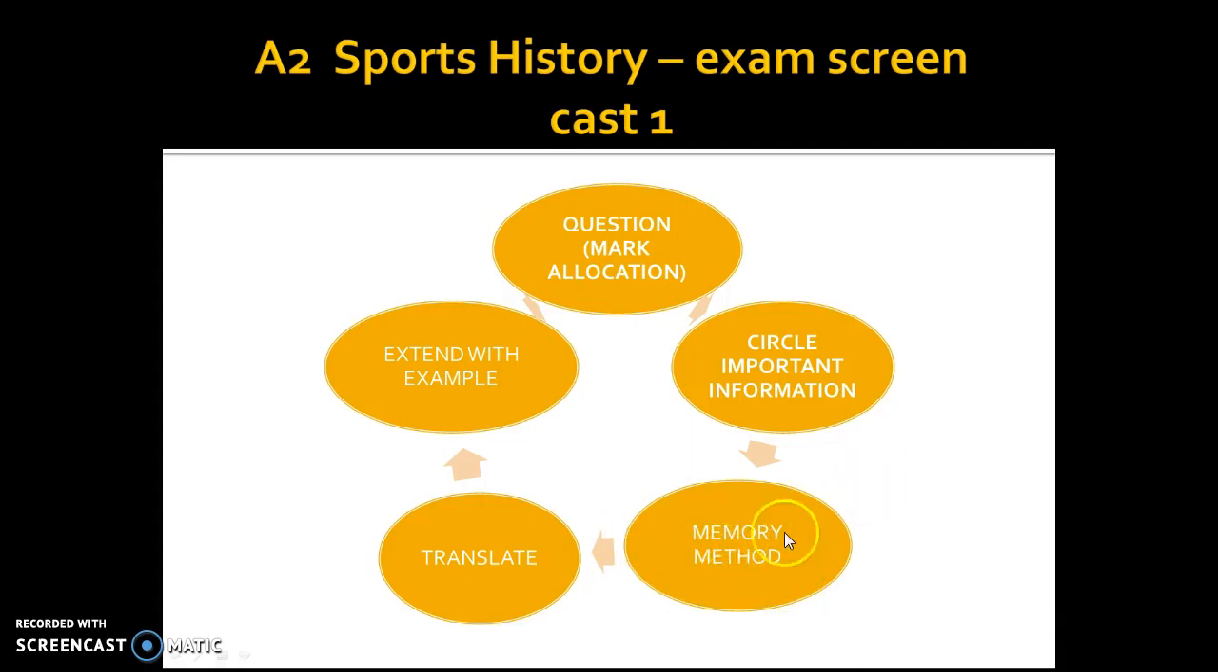If you have got a memory method, your job is to try and pause the question and see if you can work out the memory method. If you can't work it out, you let it carry on, and on the second slide it will then give you a memory method. At that point you should then try and pause, then see if you can translate it into the answer and then extend it with an example.